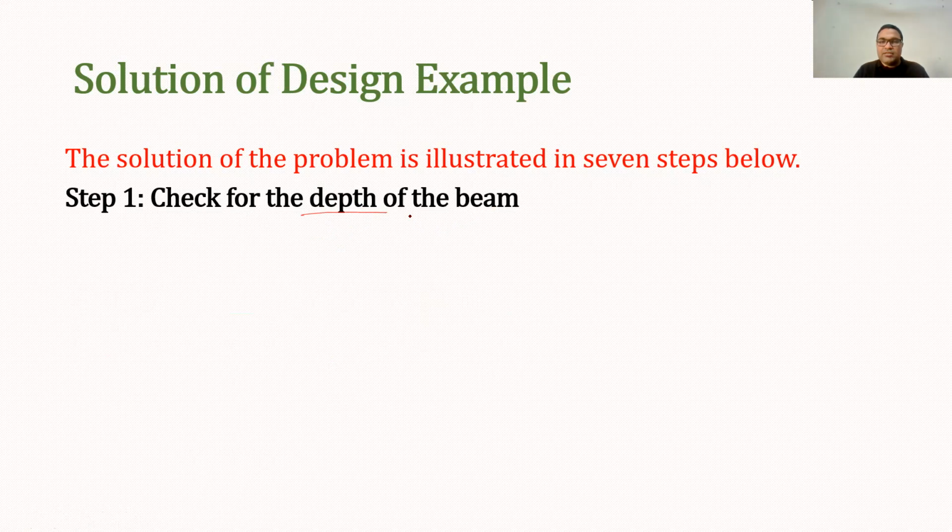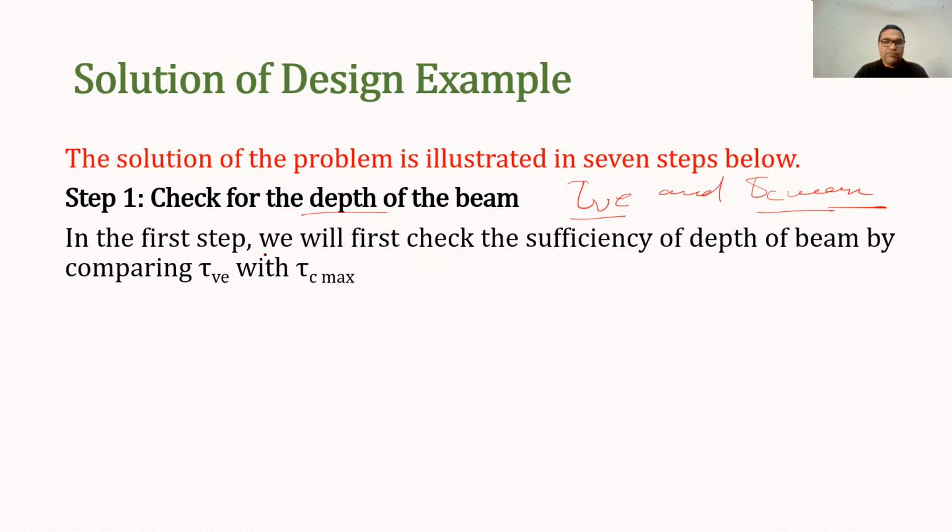Well, we can check the depth of beam by comparing the value of tau VE and tau C max. So as I explained earlier also that if the value of tau VE is less than tau C max, then we say that the depth of beam is fine. If it is more than that, then we have to increase the cross-sectional area or increase the grade. So as I explained here, in the first step, we will first check the sufficiency of the depth of beam by comparing tau VE and tau C max.